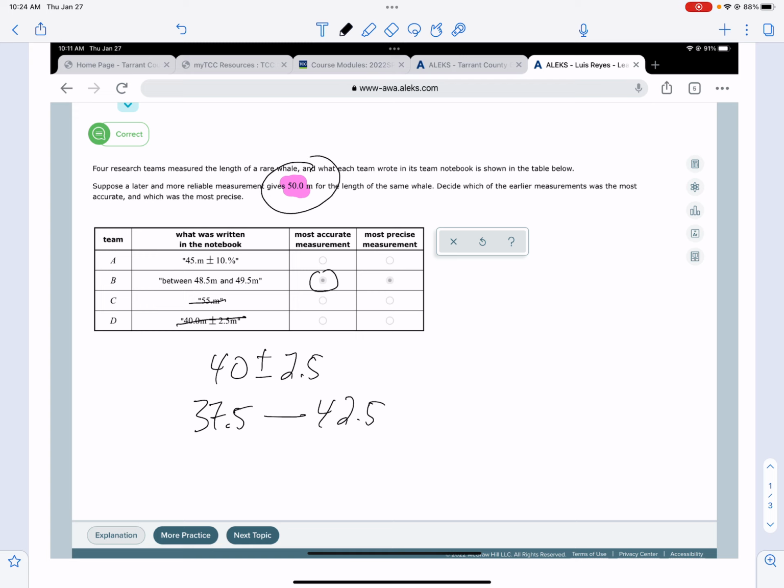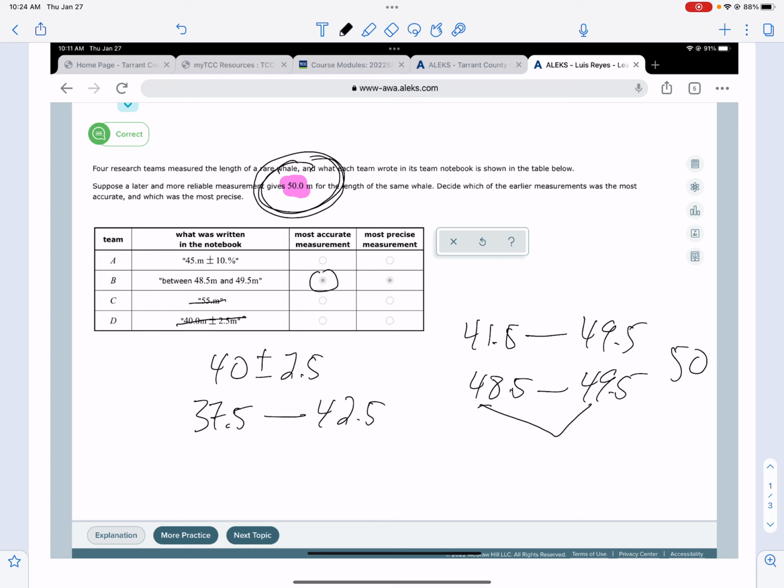Right? So the most accurate is going to be the one that gets closer to the true value. A was 41.5 all the way to 49.5. The second was 48.5 all the way to 49.5. So the majority of the numbers here are going to be closer to 50. This begins at 48, so all these numbers are going to be closer to 50 than something that starts at 41. Therefore, B is the most accurate.